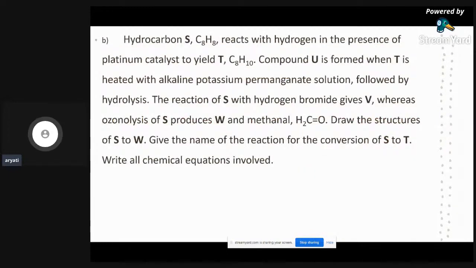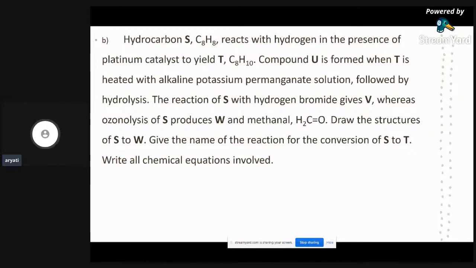Okay, so we move to the next question. So question number 6b, hydrocarbon S, C8H8, reacts with hydrogen in the presence of platinum catalyst to yield T, C8H10. Compound U is formed when T is heated with alkaline potassium permanganate solution followed by hydrolysis. So the reaction of S with hydrogen bromide gives V, whereas ozonolysis of S produces W and methanol. Draw the structures of S to W, give the name of the reaction for the conversion S to T, write all the chemical equations involved.